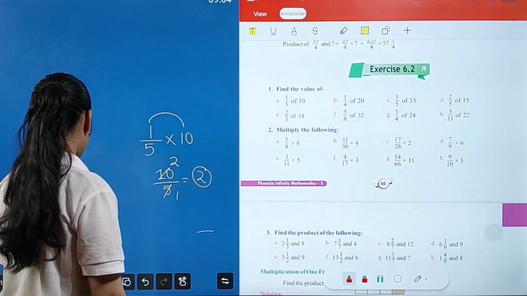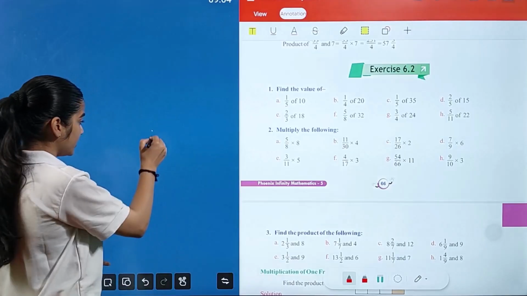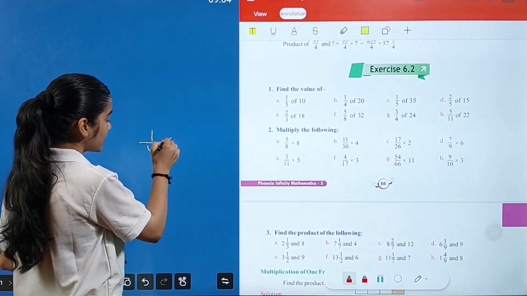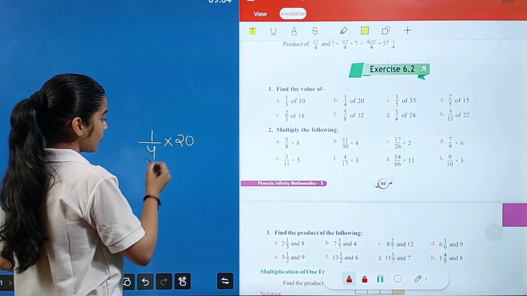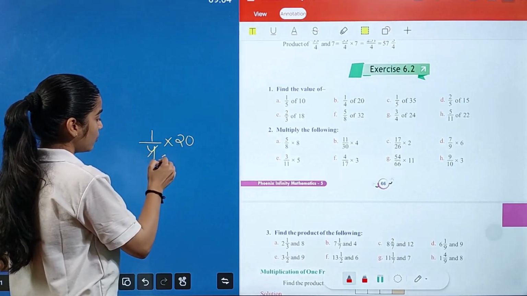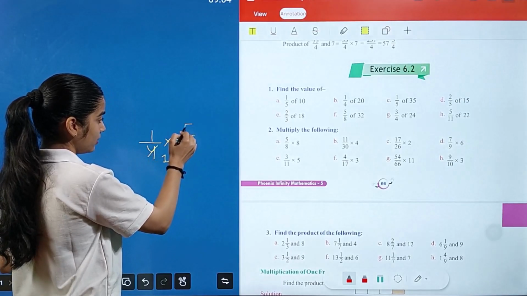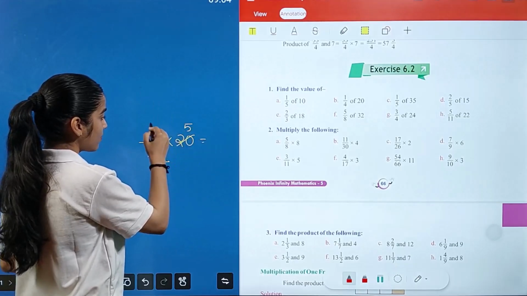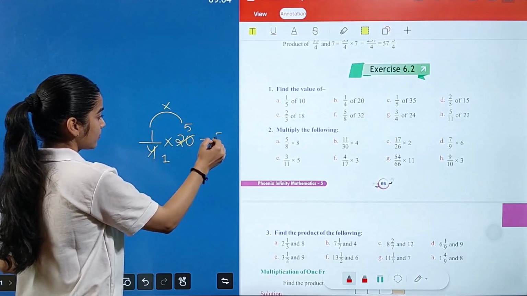Next we have 1 upon 4 of 20. So 1 upon 4 multiplied by 20. Now you can solve it like this, 4 ones are 4 and 4 fives are 20. So your answer will be 5 multiplied by 1 is 5.